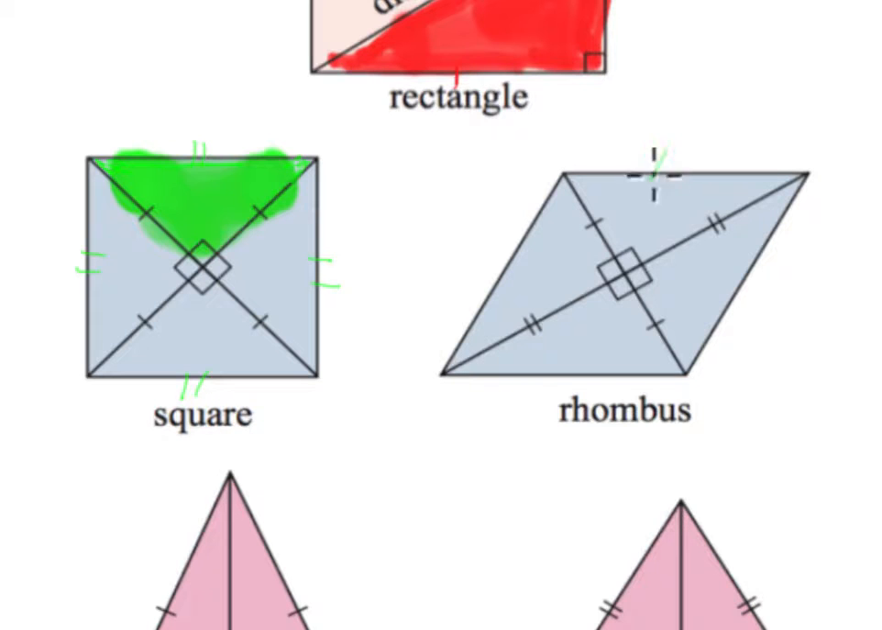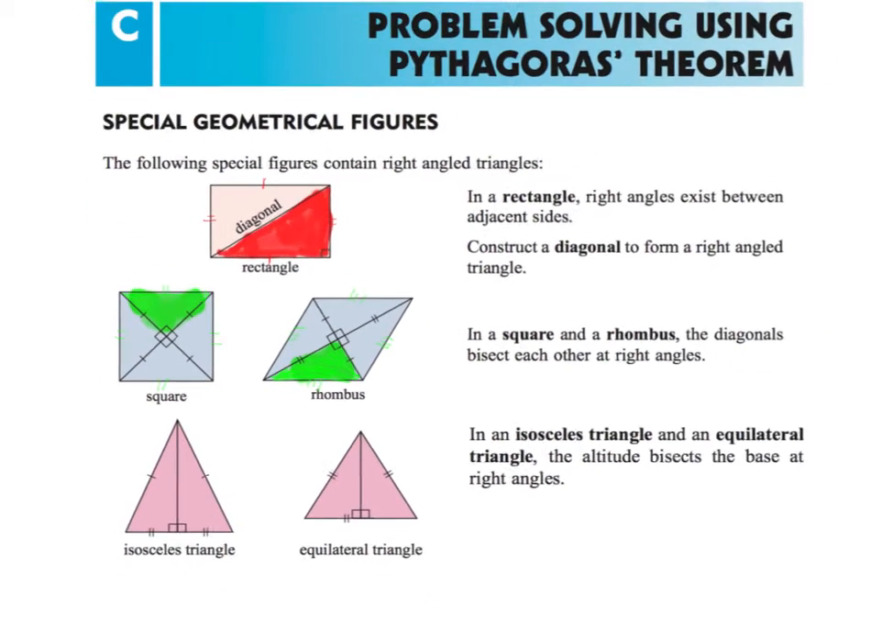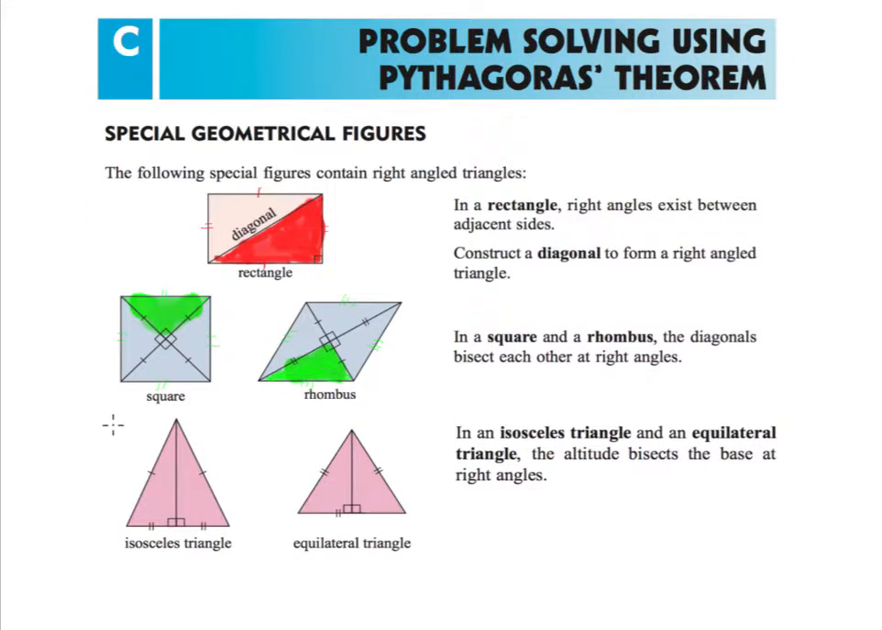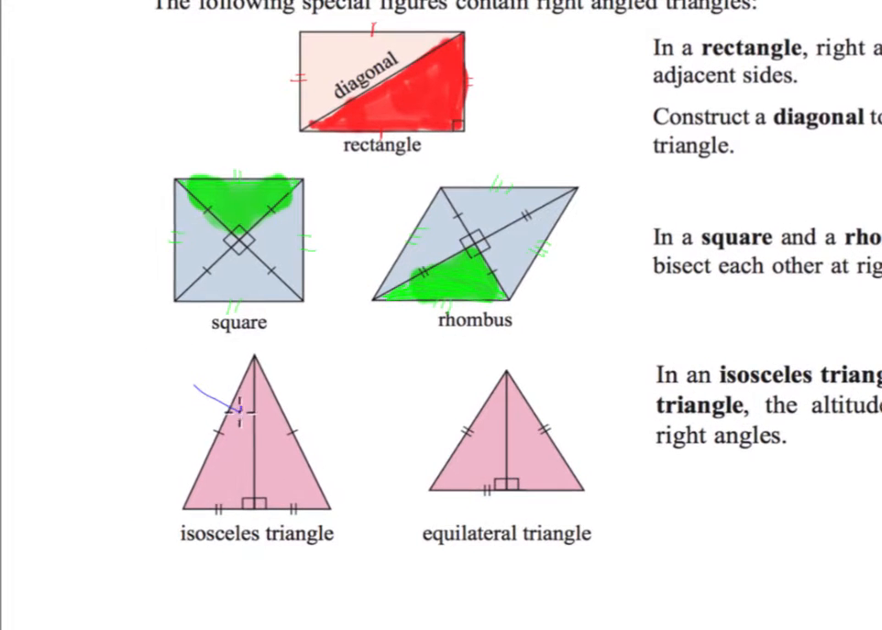A rhombus also has all four sides that are congruent, or equal length, and the diagonals also bisect each other and are perpendicular, but the difference here is that the two diagonals are of different lengths. In addition to a right triangle, you need to know some information about isosceles triangles, which means two equal sides, and equilateral triangles, which mean three equal sides.